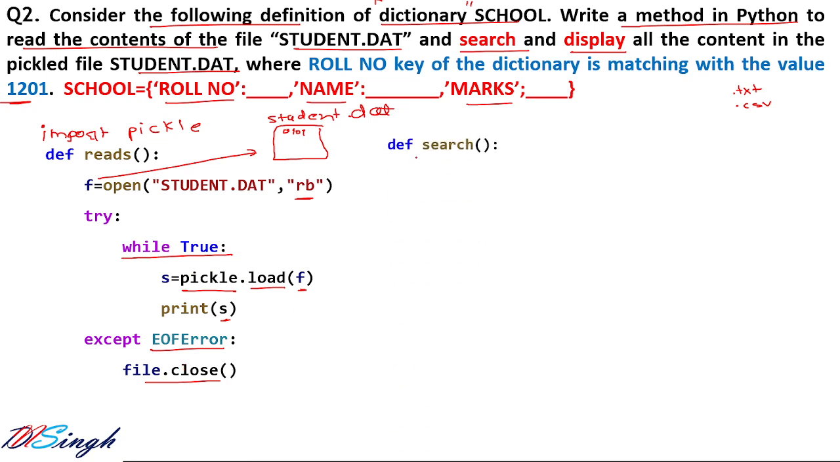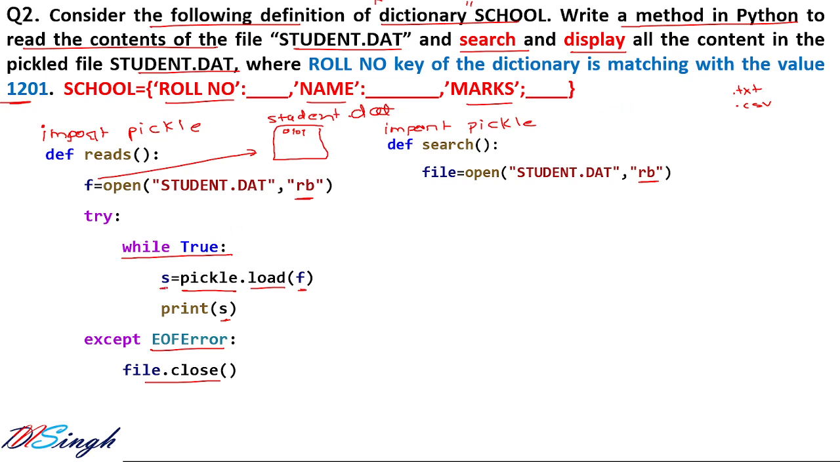The next function is search. Again, the same module should be imported, so I will write import pickle. Pickle has dump inside it. Next, we are going to open the file for display only. Here we are going to read it because we need to compare the content.